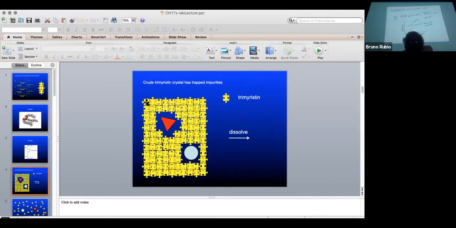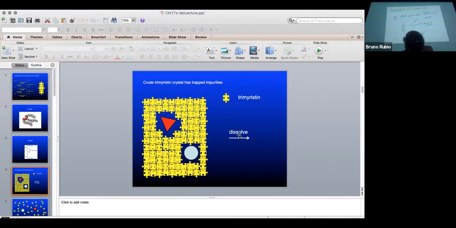So let's say you just ran a reaction and you got the crude product, right? And that's all of this jigsaw puzzle looking thing. But embedded inside that crystal, you have impurity. So this says trimeristin. This is just the compound that is being purified there. So this is the crude. You have impurities trapped inside the crystal.